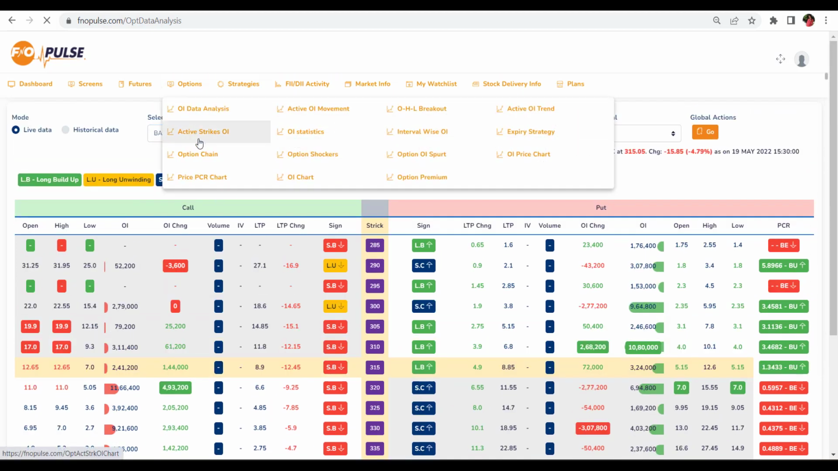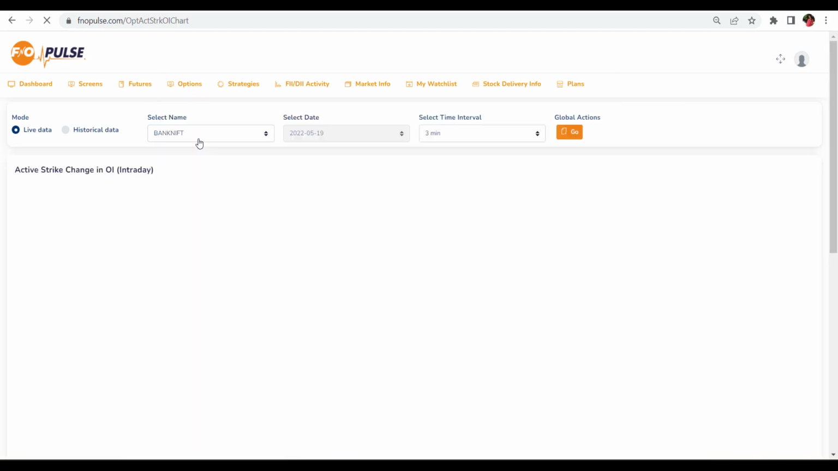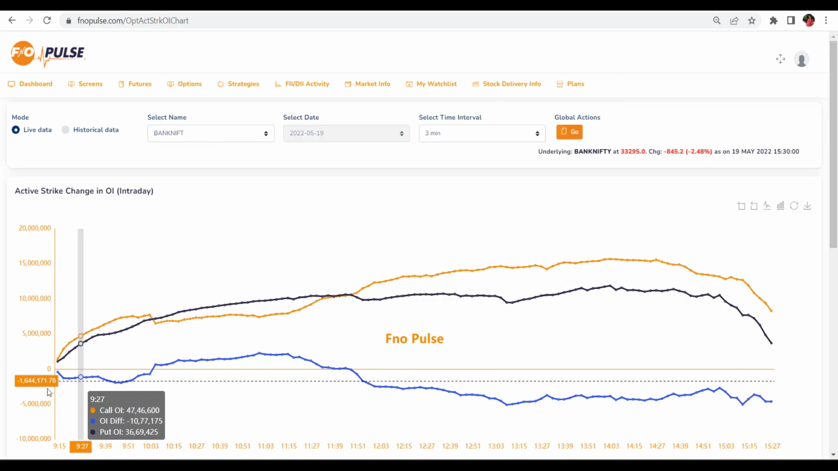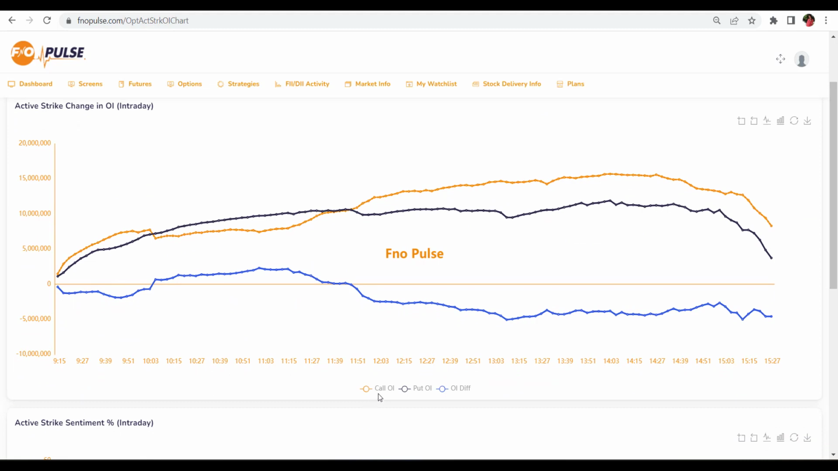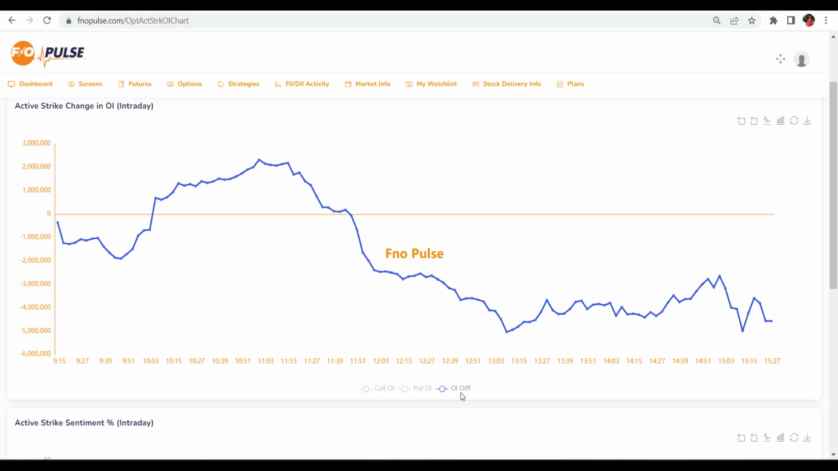Now, active strike price. This active strike price is very important. Here you will be shown the call OI and put OI, and the OI difference. Let's see about the OI difference. Whenever the OI difference is above the zero line, it is bullish. If it is below the zero line, it's bearish. It will be forming like this. It will start like this. After 3 minutes, it keeps changing, and the graph will keep drawing like this.